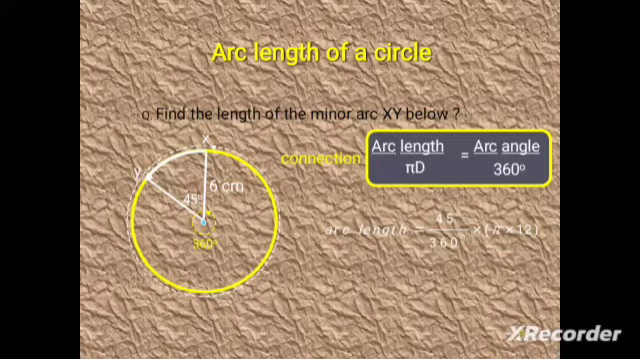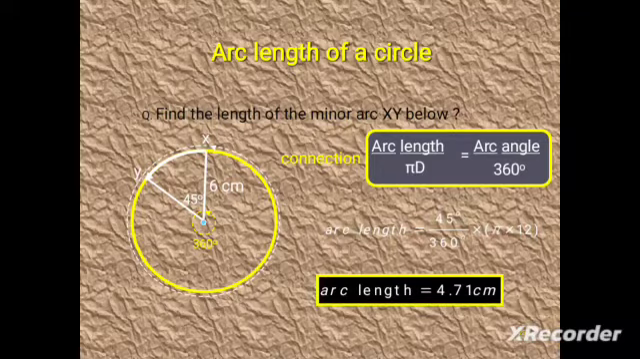And so in our case here, arc length will be 45 degrees over 360 degrees times pi d, where pi can be 22 over 7 or 3.142, times the diameter, which is 2r, that is 6 times 2. That will give us the arc length of 4.71 centimeter.